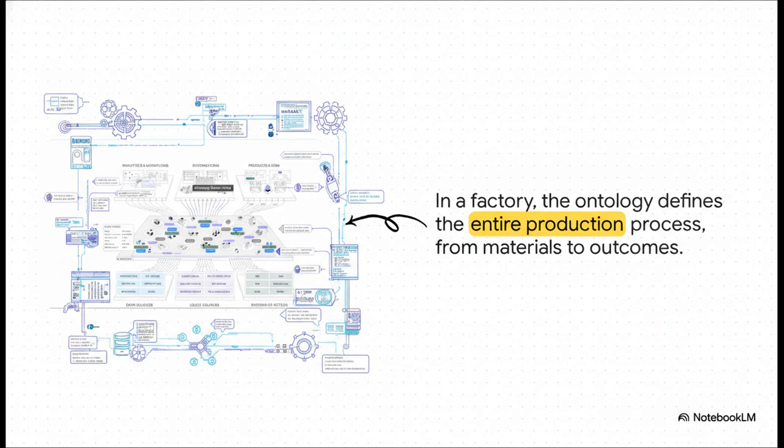Let's make it even more concrete. Think about a factory. In a factory, the ontology would define every single part of the production process. It would know what each machine does, what materials are being used, who's working on the line, what defects might pop up, and how all of that affects the final product. It's basically a living, breathing map of the entire operation.